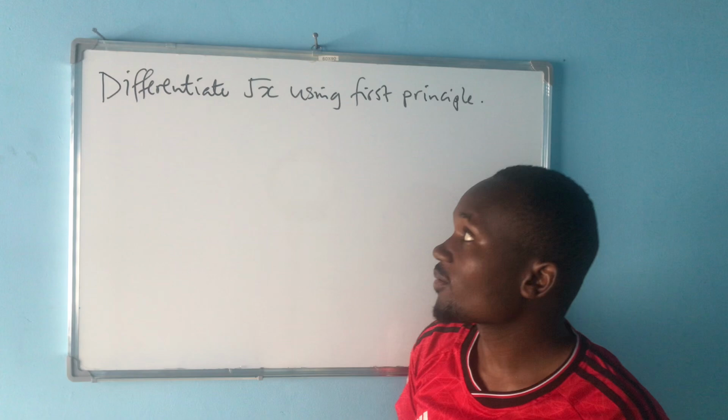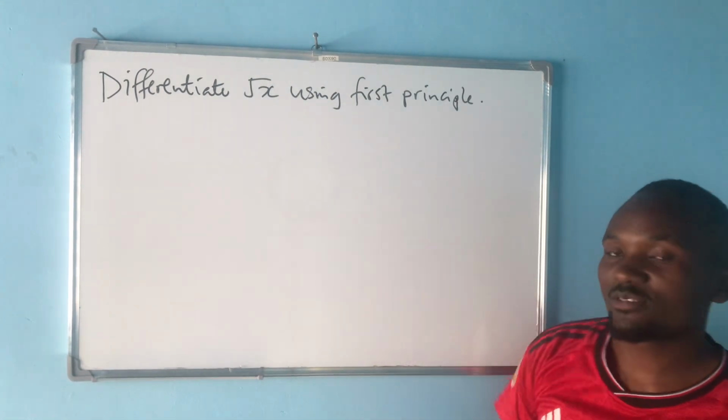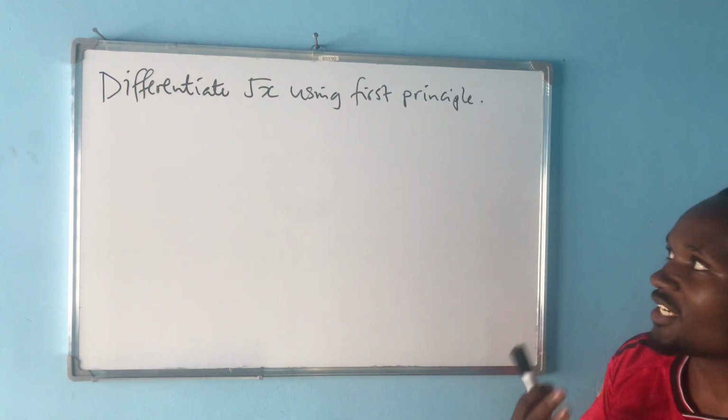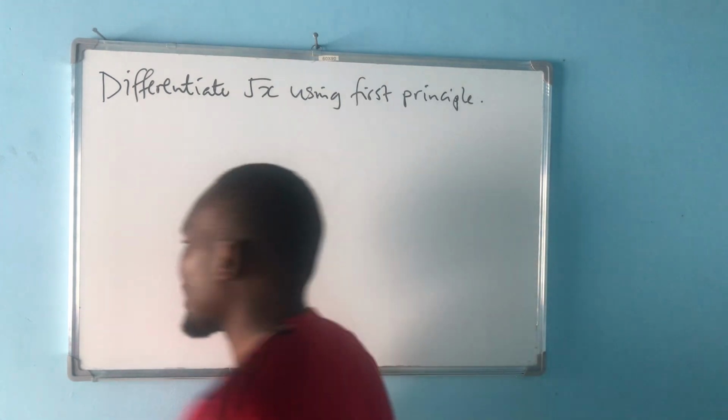Okay, so the question that we want to solve today is basically differentiating the square root of x using the first principle. So how do you differentiate the square root of x using the first principle? It's what we're going to look at today.